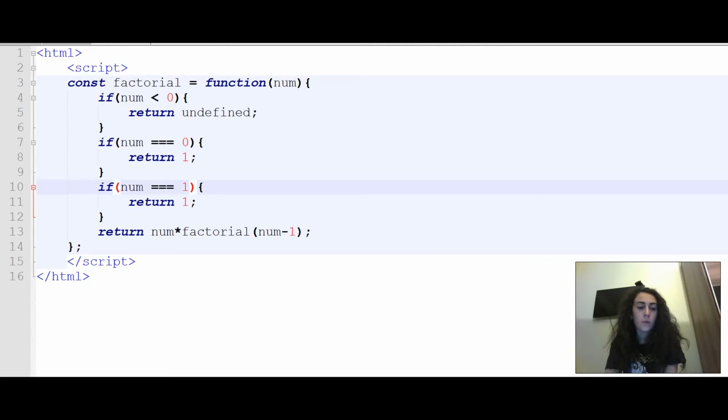This is almost all, but there are two more conditions here that I have mentioned. These are only because of the mathematical definition of factorial. The first condition says that if the number is smaller than 0, the function has to return undefined. This is because factorial is not defined for numbers smaller than 0. And this condition holds for number equal to 0. As in mathematical thinking, the factorial of 0 is defined as 1, and we are returning 1 for that.